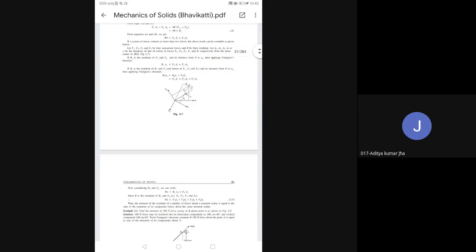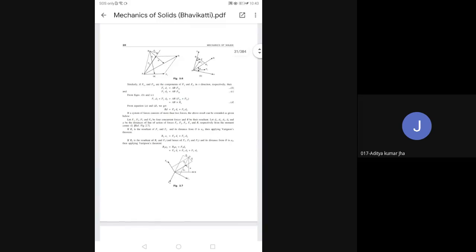So Varignon's theorem is a very important concept. So please first study this at home, then we will do the numericals in the next class based on the concept of Varignon's theorem. So now I'm stopping the recording. Just wait.